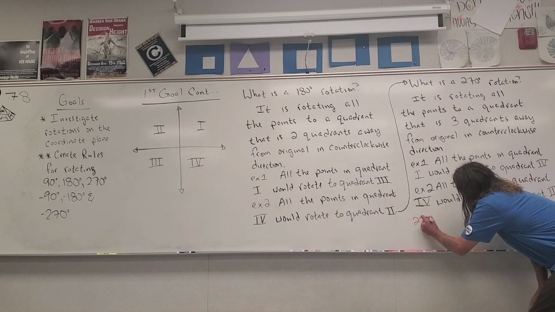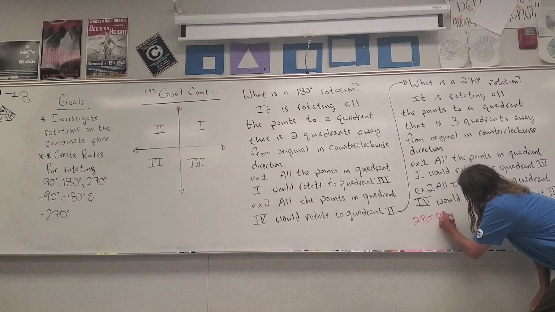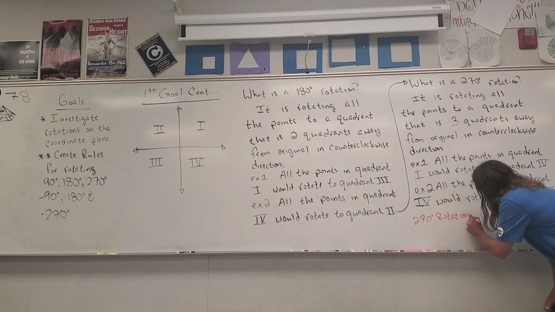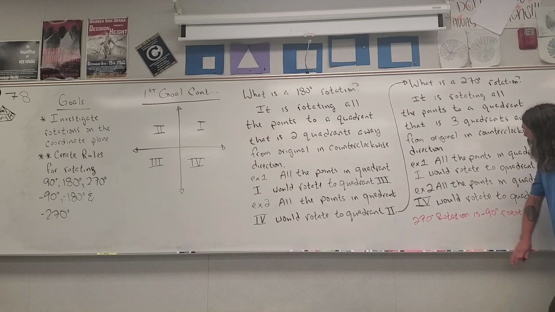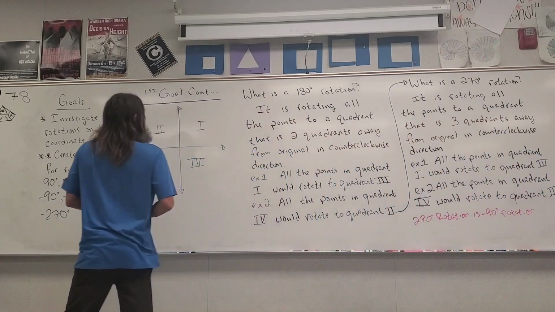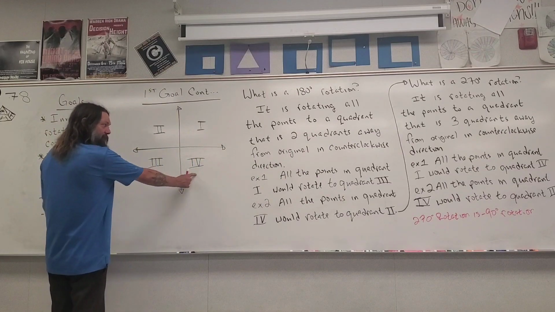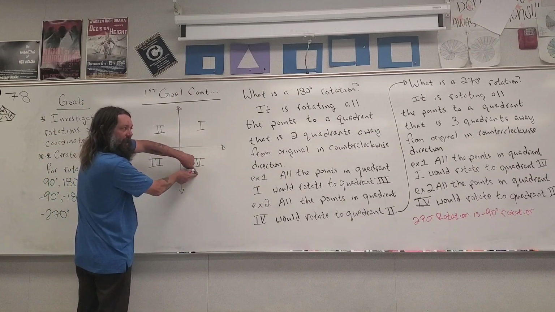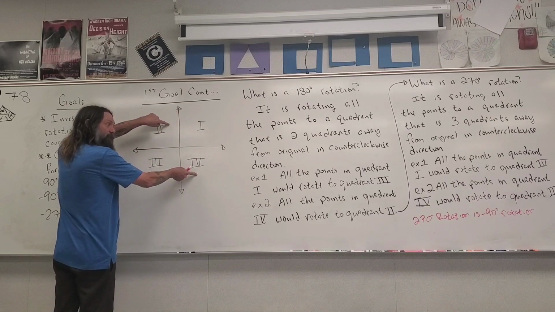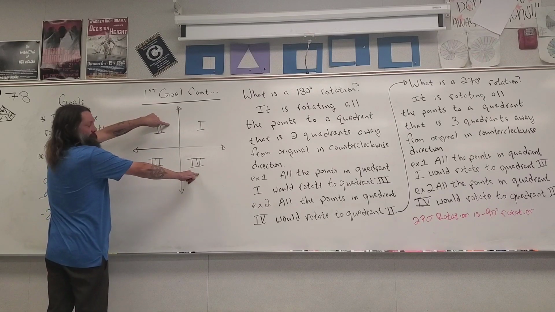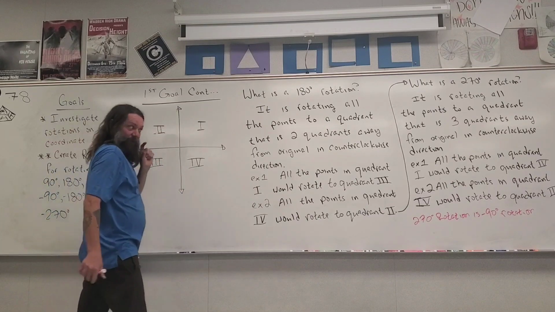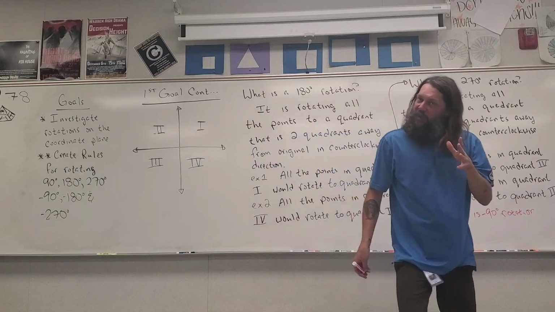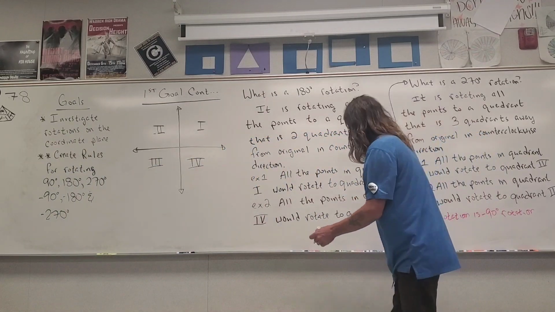So a 270-degree rotation is a negative 90-degree rotation. We both end up in the same location. And if we look at a 180-degree rotation, for example, we start in quadrant 4 and we rotate in the counterclockwise direction, we end up in quadrant 2. But if we also rotate in the clockwise direction, 2 quadrants, we end up in quadrant 2 as well. So a 180-degree rotation is the same as a negative 180-degree rotation.